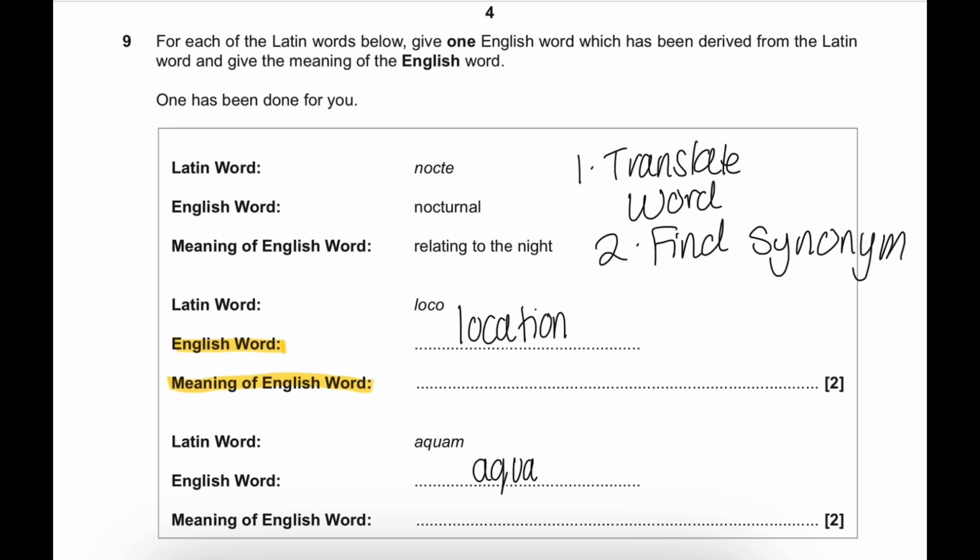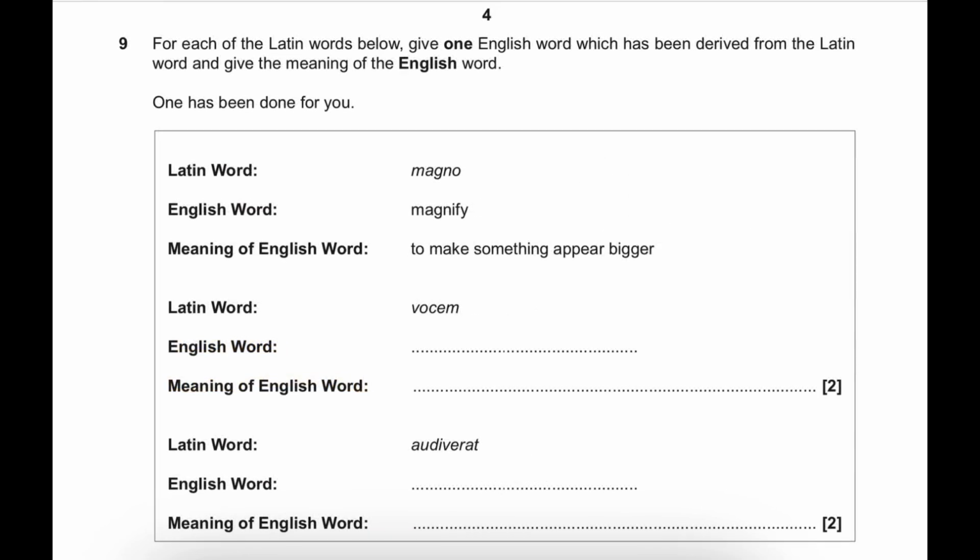Let's look at a slightly harder one now. Vocem means voice, and we get to vocalist, which is someone who sings. Now try this second one yourself. In this question, the answer is audible, meaning can be heard.